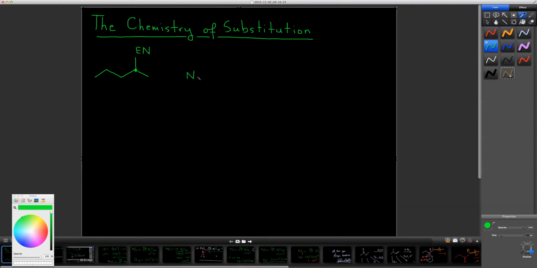We will have a nucleophile. The nucleophile may be neutral. The nucleophile may be negatively charged. In this example, I will make it negatively charged. And I will replace the electronegative atom or groups of atoms with the nucleophile by substituting them.